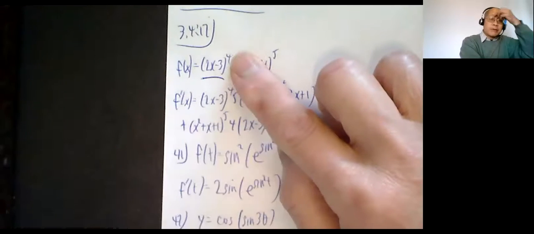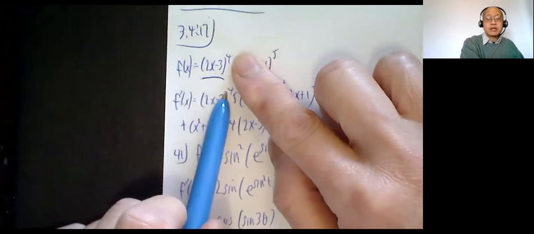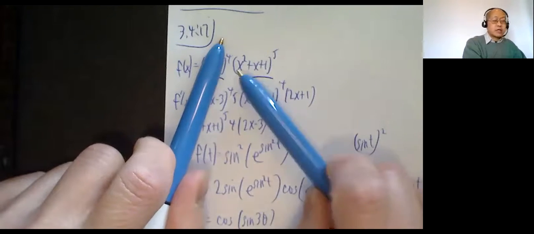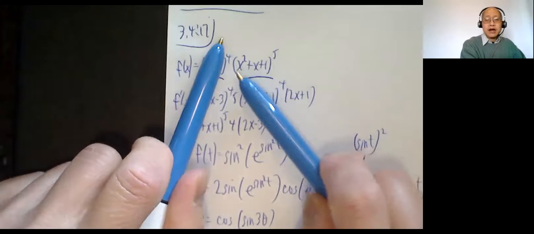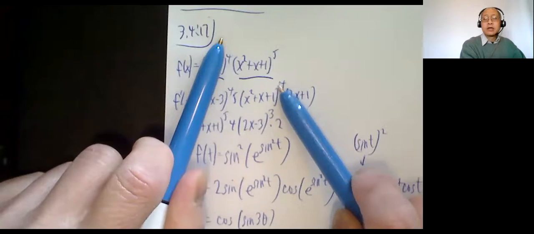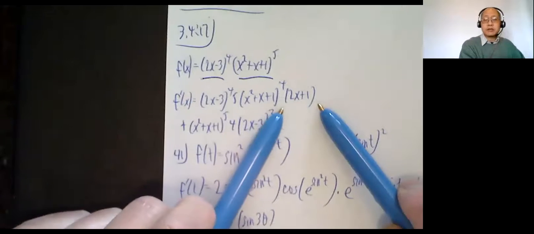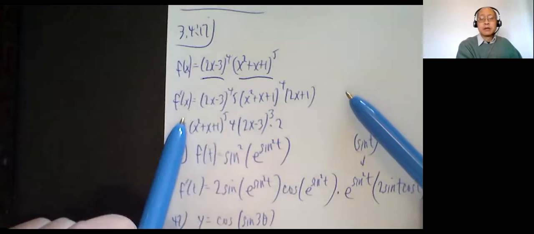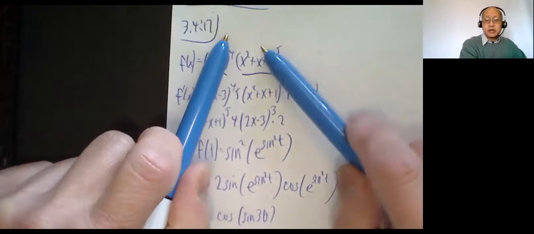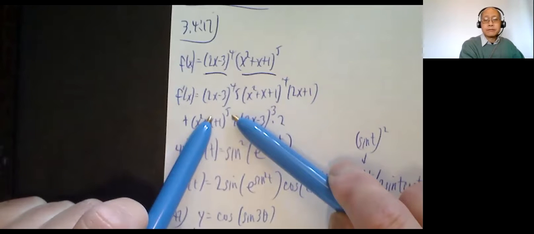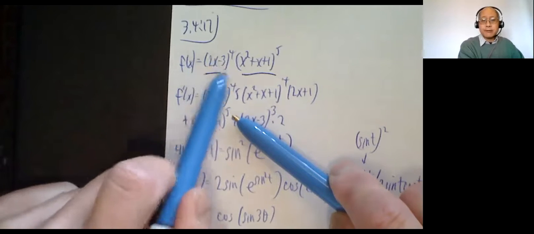Okay, so copy the first function, 2x minus 3 to the fourth power, times the derivative of the second. So how do I differentiate this? 5 x squared plus x plus 1 to the fourth power times the derivative of the inside, which is 2x plus 1. Okay, all of that was first times the derivative of second, plus second function. So copy the second function, x squared plus x plus 1 to the fifth power, times the derivative of first.